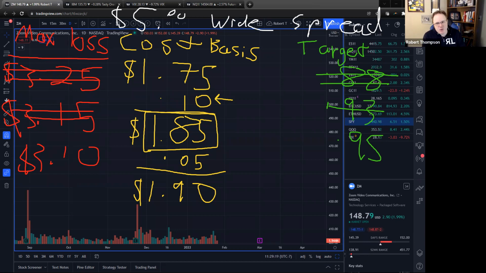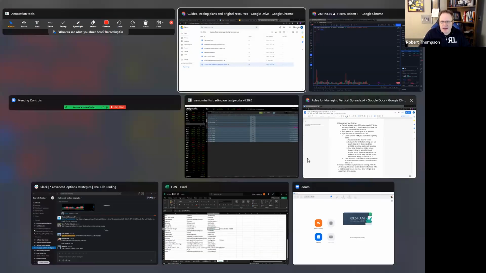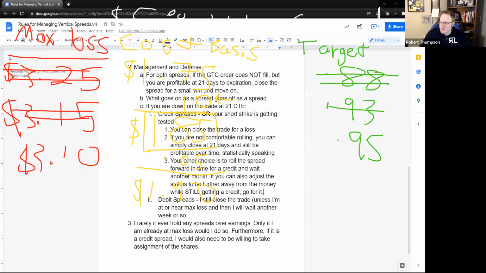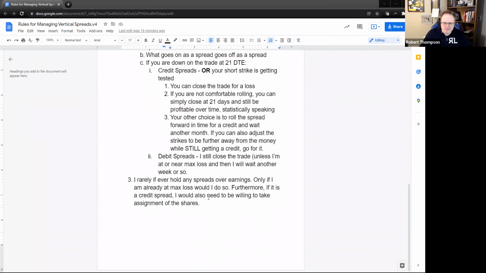I've had situations where I've rolled a credit spread 3 times until I got backed up against earnings. All right, so this is how the math works on rolling. And to the point I was trying to make there, I rarely hold any spreads over earnings. Only if I'm already at max loss would I do so.